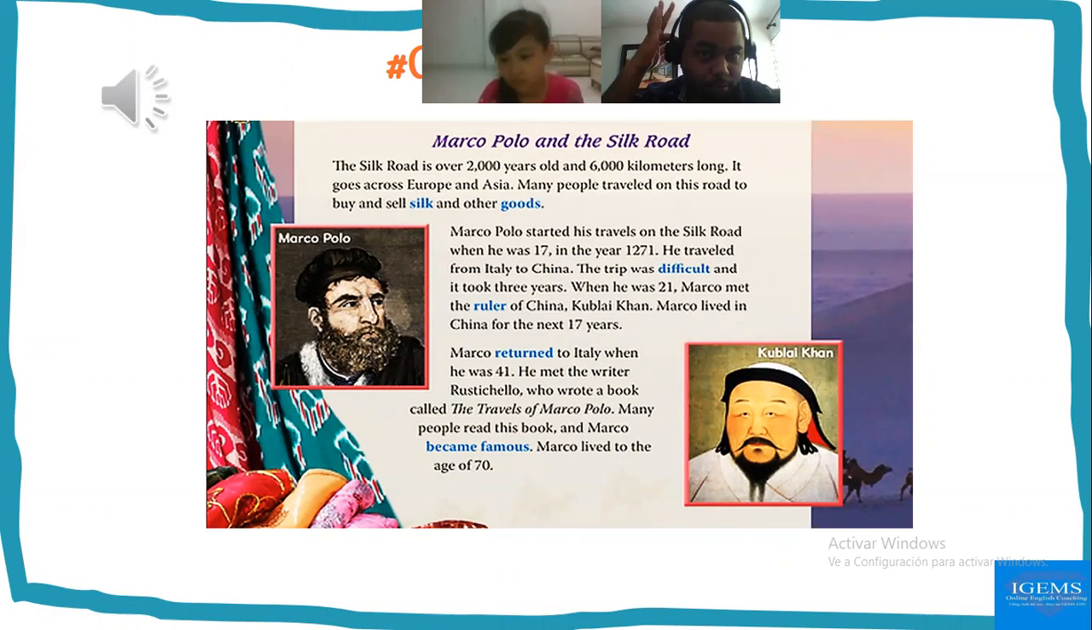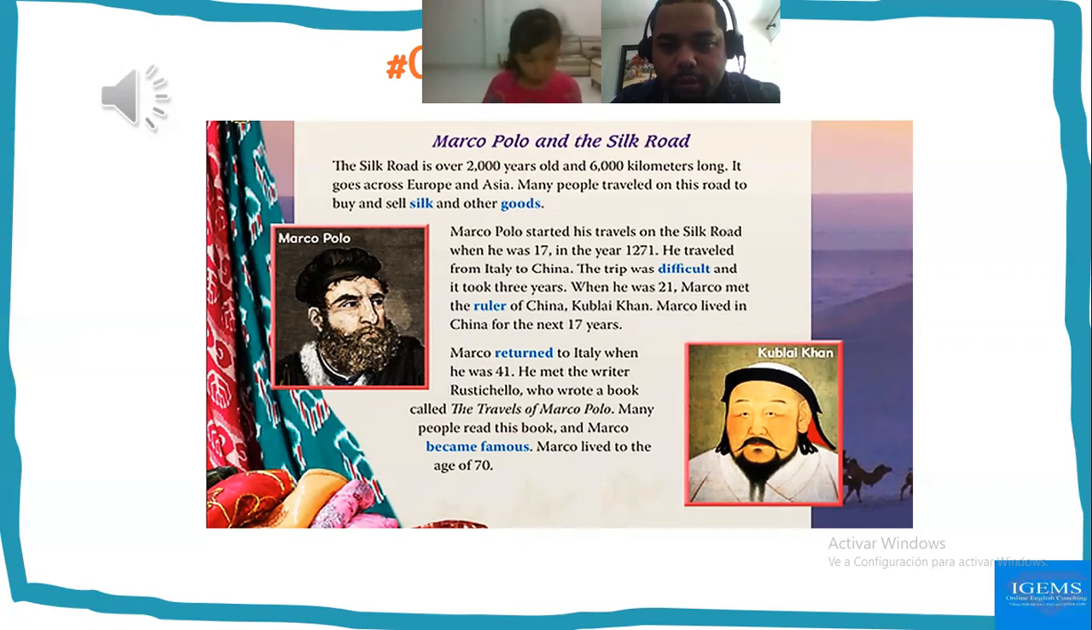Marco Polo and the Silk Road. The Silk Road is over 2,000 years old and 6,000 kilometers long. It goes across Europe and Asia. Many people traveled on this road to buy and sell silk and other goods. Marco Polo started his travels on the Silk Road when he was 17, in the year 1271. He traveled from Italy to China. The trip was difficult, and it took 3 years.